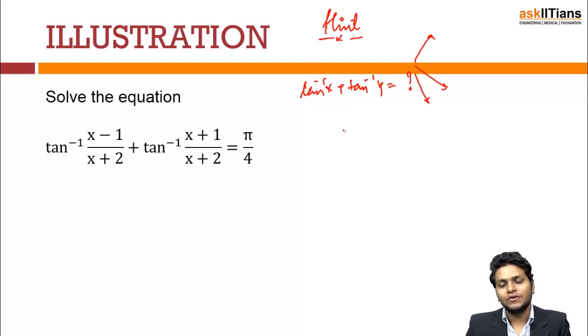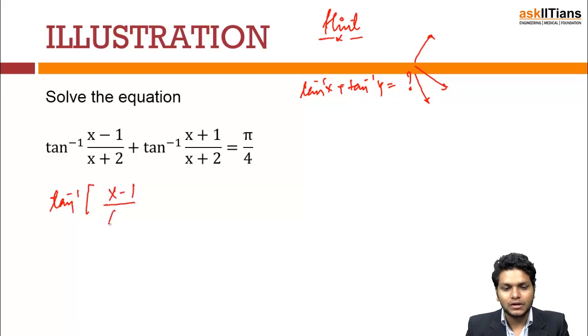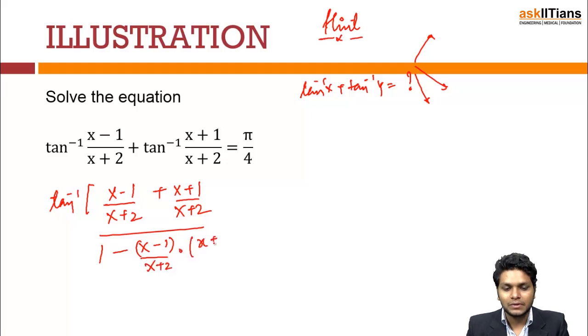So what will I do? First of all, I'll try to go with the standard basic procedure and see whatever happens. So let's start off with the standard procedure. So this will be tan inverse of (x minus 1)/(x plus 2), this is A, and then you'll have plus B over 1 minus (x minus 1)/(x plus 2), that is A, into (x plus 1)/(x plus 2), and that is equal to pi by 4. This much I have done.